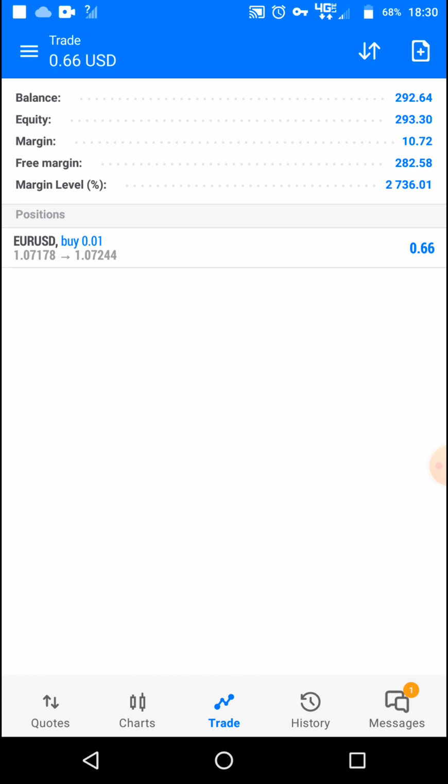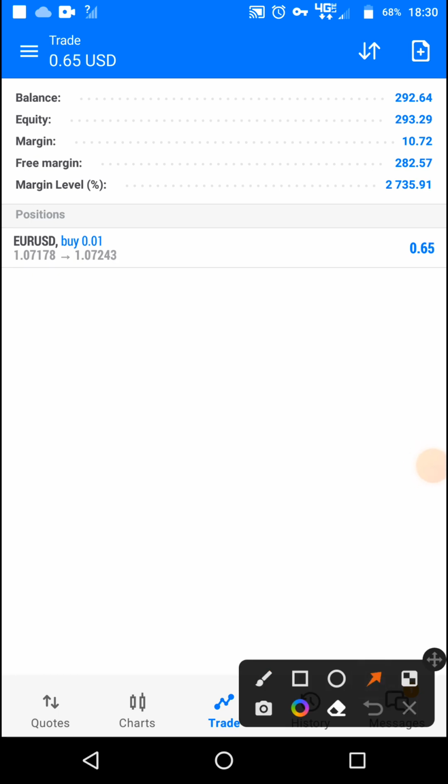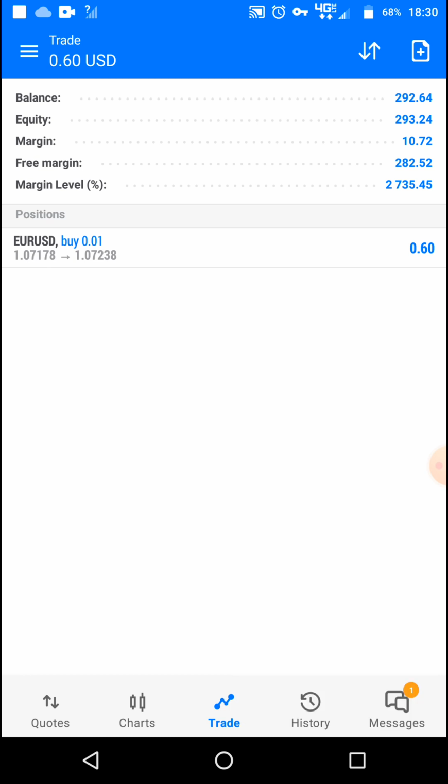So it has moved 6 pips. Or you can check the pip size by deducting the first one from this one. That will give you the 6 pips movement. So it means that the 10 cents is now giving us 60 cents. We raised 10 cents and now we are getting 60 cents.